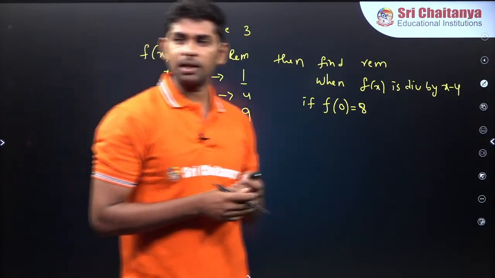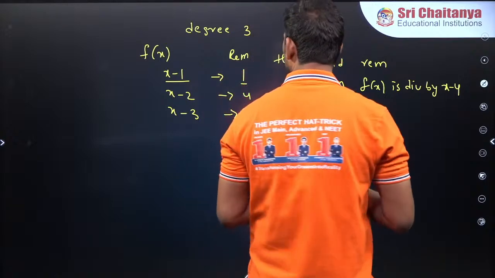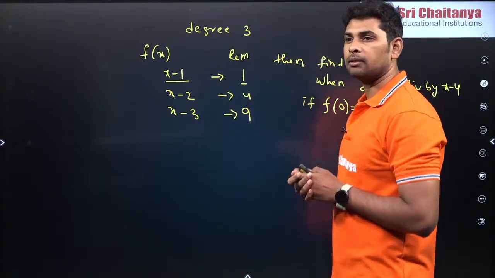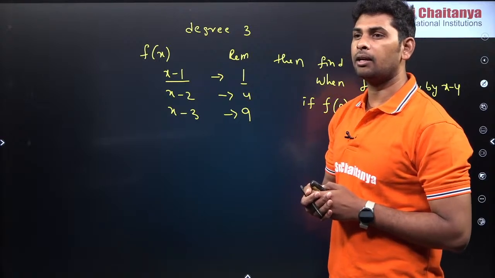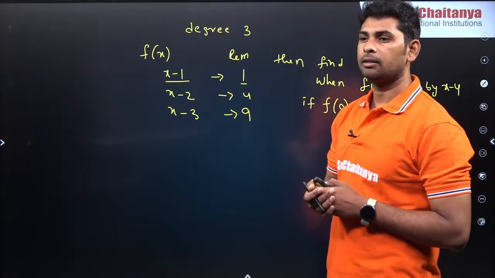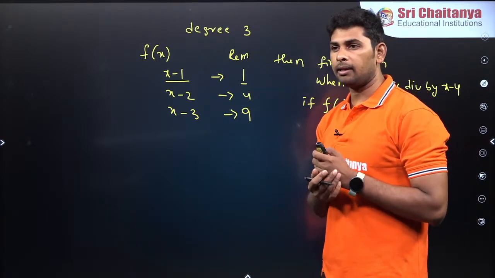Why only x plus 1? Where have we taken x plus 1? We have not taken x plus 1. Somebody has given it at the beginning. Saket, I think it is clear.